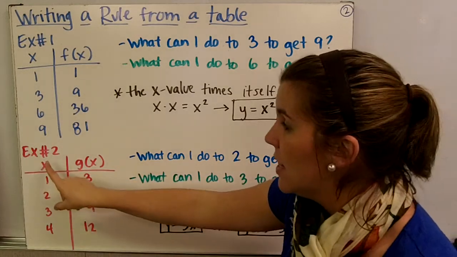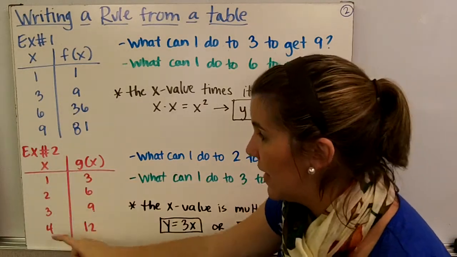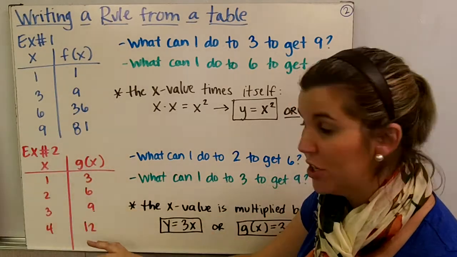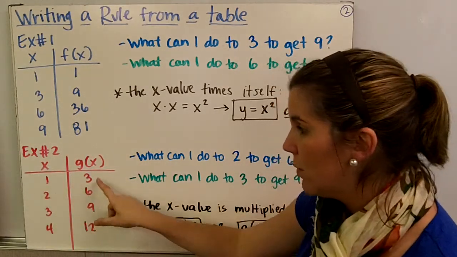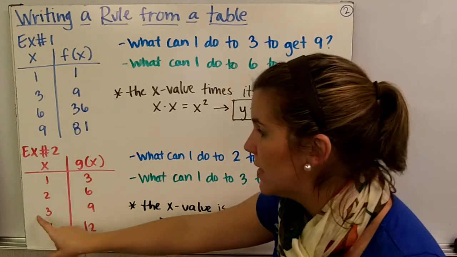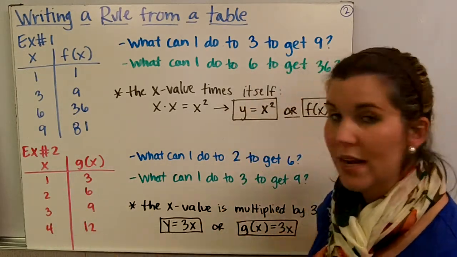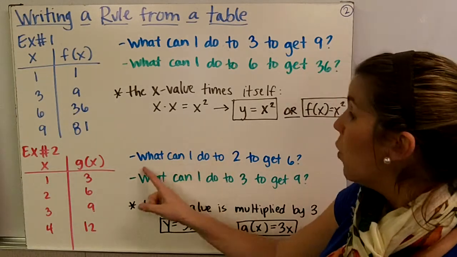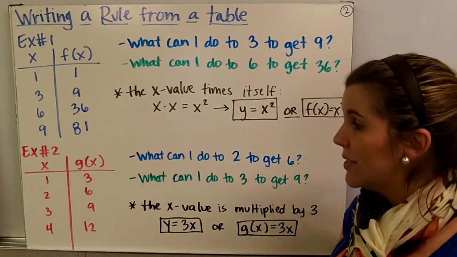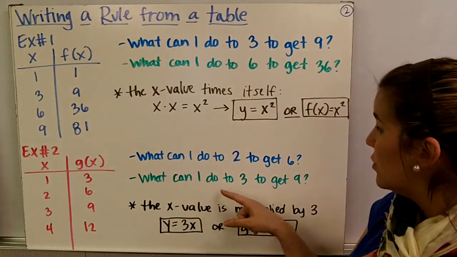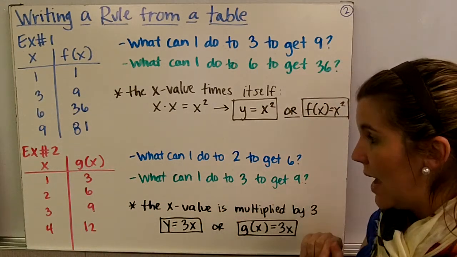Example number 2. Here we have our table, our x values, and our g of x values. So in this case, our function is called g of x. We plug in 1, we get out 3, in 2, out 6, in 3, out 9, and plug in 4, we get out 12. What can I do to 2 to get 6? The same thing has to be true to what can I do to 3 to get 9.